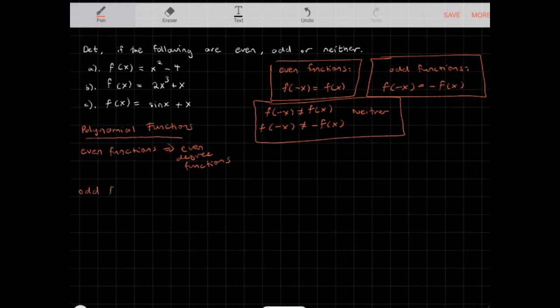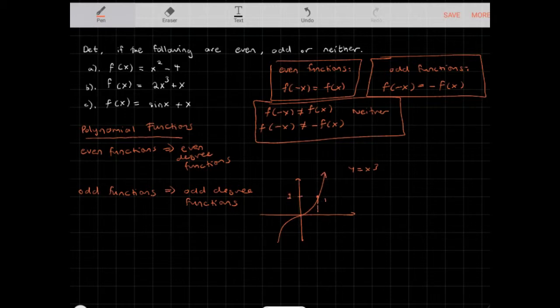For polynomial functions, all odd functions will have odd degrees. So all odd functions are odd degree functions, but not all odd degree functions are odd functions. An odd function has rotational symmetry about the origin. Say we are looking at the function y equals x cubed, which passes through 1 and 1, 0 and 0, and negative 1 and negative 1. If you rotated a line through the origin, the two ends would be mirror images of each other. So there's rotational symmetry, and the point has to go through the origin.